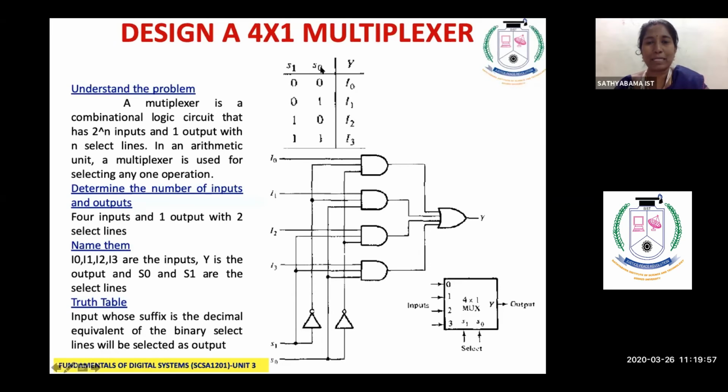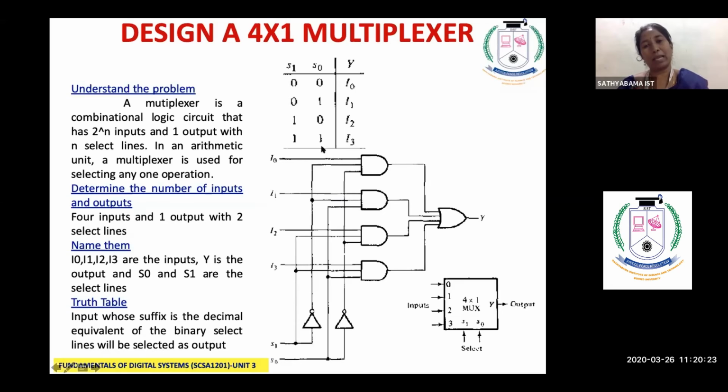See, it is as simple as that. We have already seen that if X is equal to 0, we should call it X dash. If Y is equal to 0, we should call it Y dash. Correct? So here, instead of X and Y, I have given S0, S1, that's all. So S0 dash, S1 dash, for the AND gate to which I0 is connected.